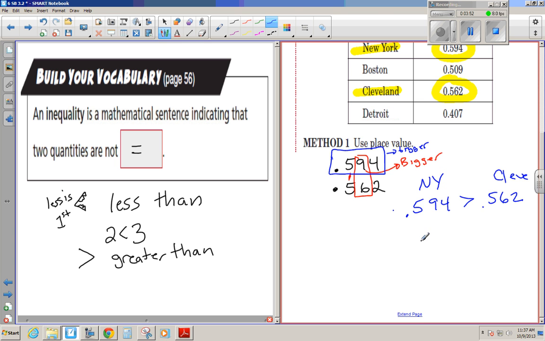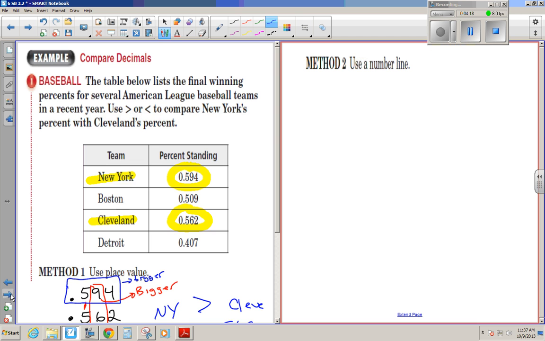You could reverse this and put Cleveland first. But if you reverse the numbers, you also have to reverse the inequality. So instead of greater than, you're going to have a less than. So Cleveland's percentage is less than New York's. New York's is greater than Cleveland's, using place values.